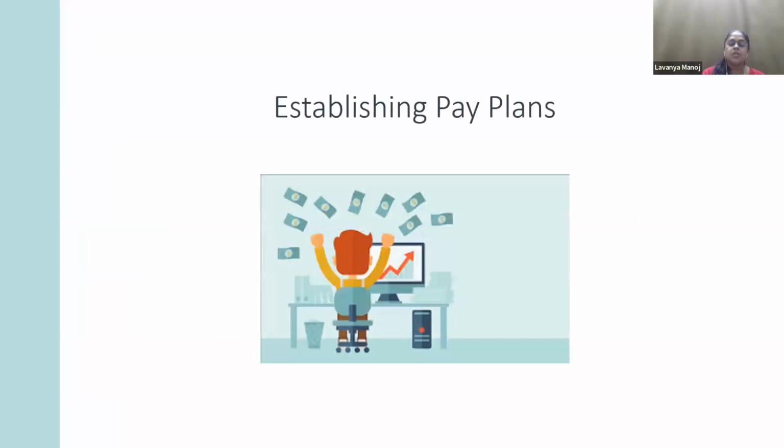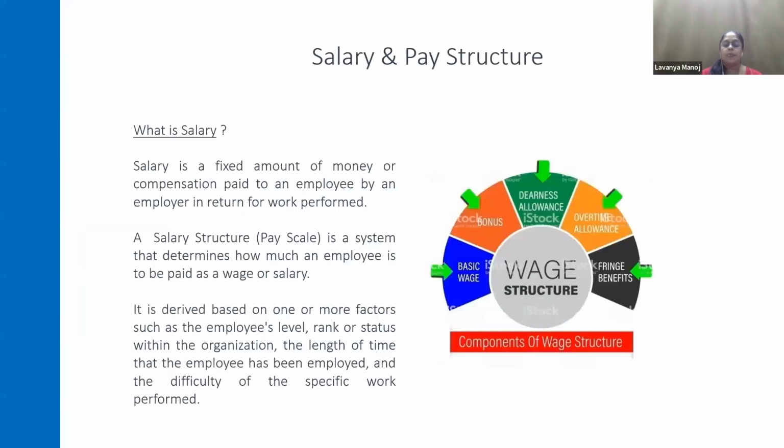Okay, establishing pay plans. So salaries. So what is a salary? It's a fixed amount of money, a financial compensation paid to an employee by the employer in return for work performed by the employee. So a salary structure, this is a pay scale, is a system that determines how much an employee is to be paid as a wage or salary.